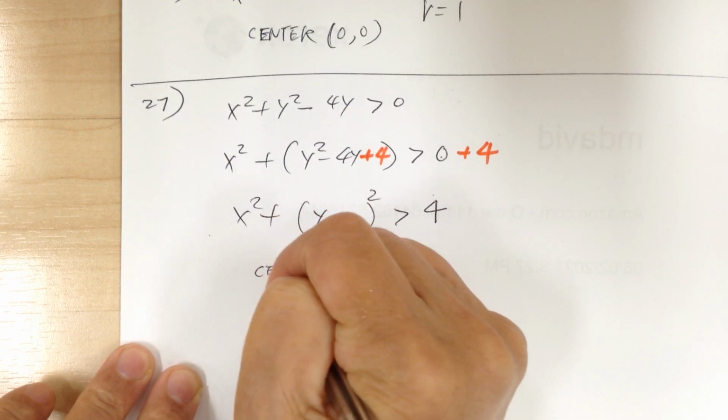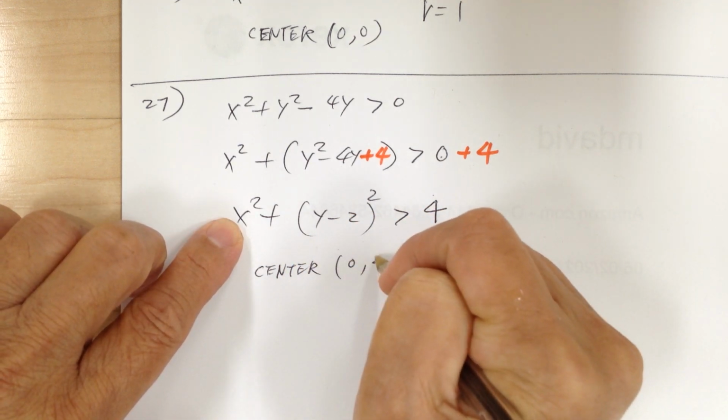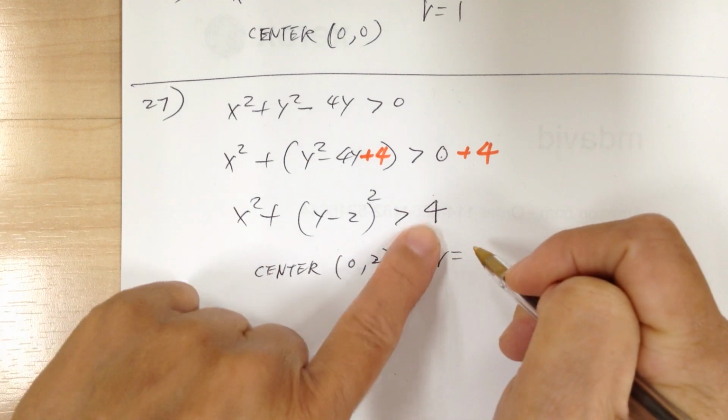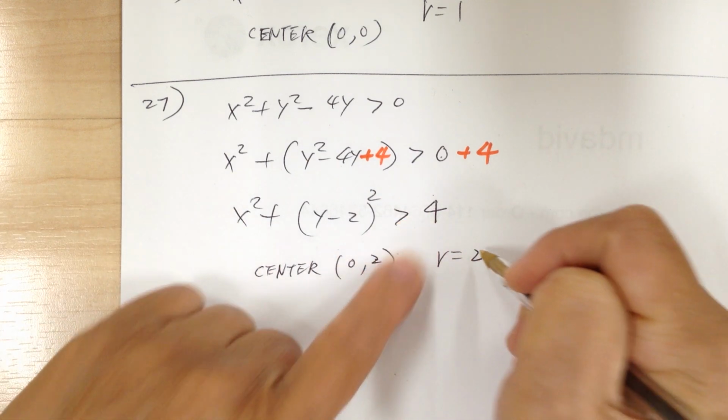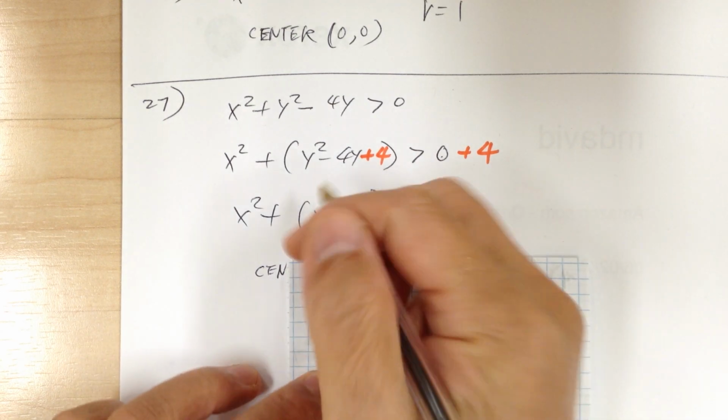So your center is going to be at 0, 2, and this is r squared, so the radius will equal 2. Okay, so let's go ahead and sketch it out.